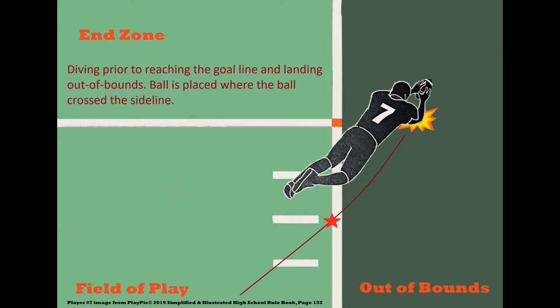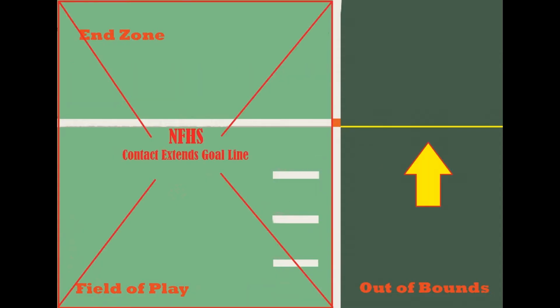All right, now let's transition into extended goal lines. In the NFHS, as long as you have a body part down anywhere within this highlighted area, the end zone, the goal line, or the field of play, if you've got a foot down at the 1, you can see the yellow line to the right is an extension of the goal line. As long as you have a body part down, you can reach the ball outside of the pylon, cross that extended goal line, the yellow line in the example above, and still get credit for the touchdown.